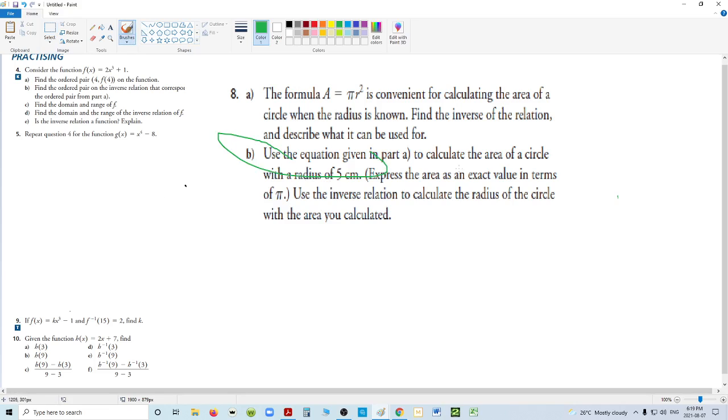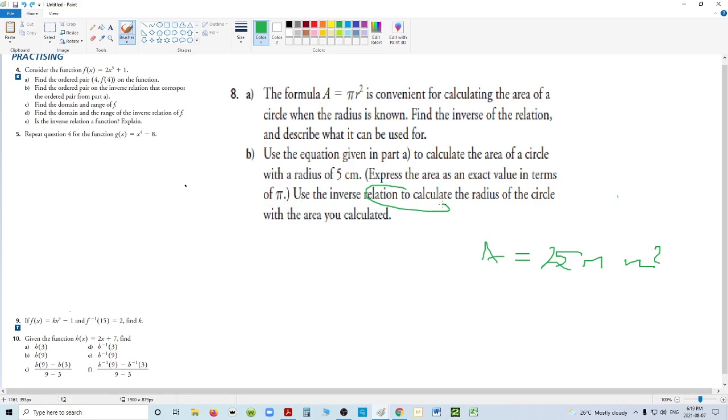Use the equation given in part 1 to calculate the area of a circle with a radius of 5. Okay, well, 5 squared is 25, so the area is 25 pi. I'm just going to leave it as 25 pi meters squared, which is roughly 78 something meters squared. And then express the area as an exact value in terms of pi. There we go, 25 pi.